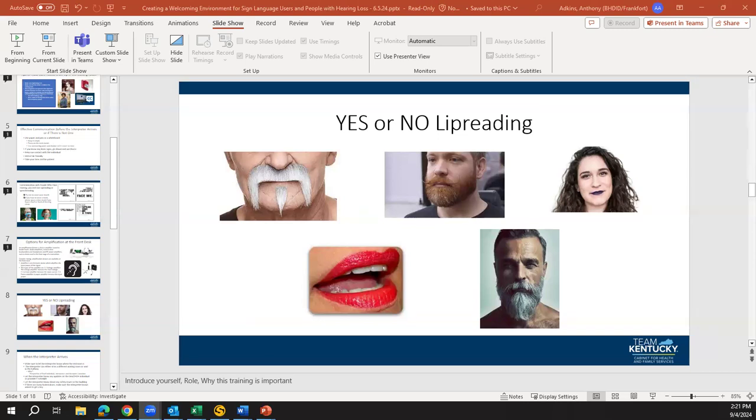Correct. So I want to make sure that you all know, because it's assumed that lip reading is easily done, but it can often lead to misunderstandings. Most people who lip read or speech read are only getting 30% of the communication from what they see on the mouth. The 70 to 80% is guesswork.